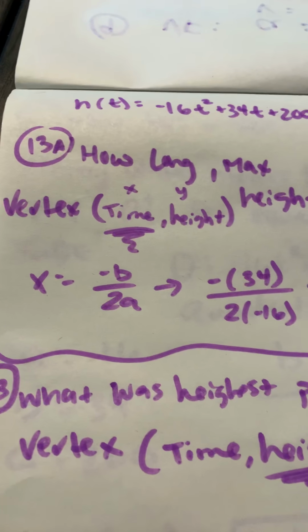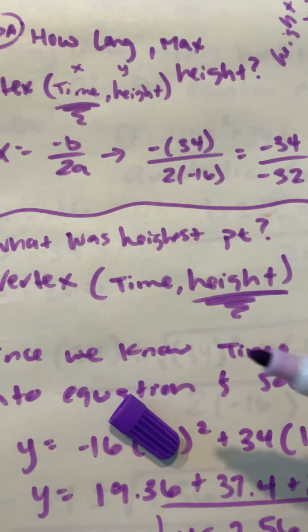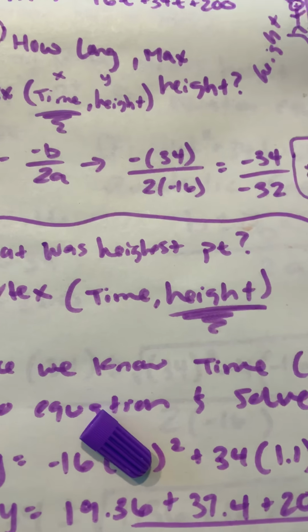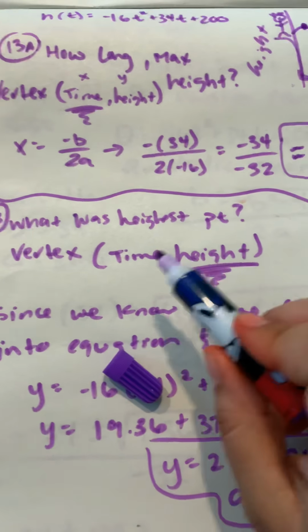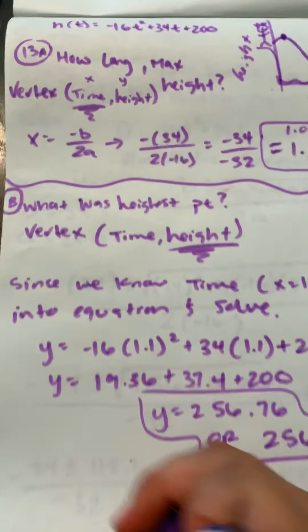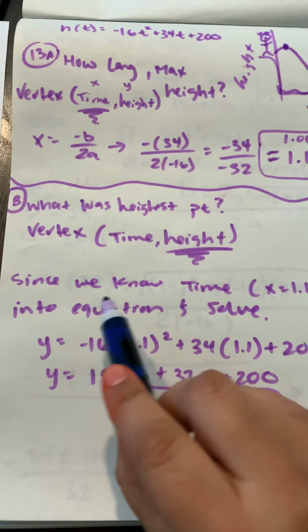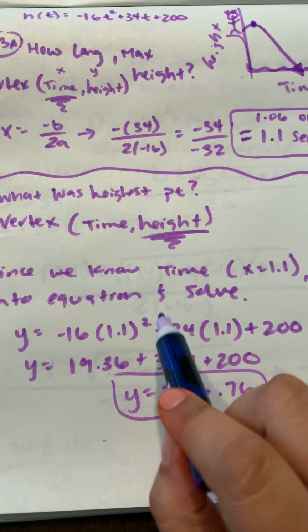Part B says, what was the highest point that Jason reached? So now it's asking for the highest. So it's still the vertex, but now we want the height of the vertex. So we want the y. And since we know time, that means we know the x. So that's what I wrote right here. Since we know time, x equals 1.1, plug it into the equation and solve.